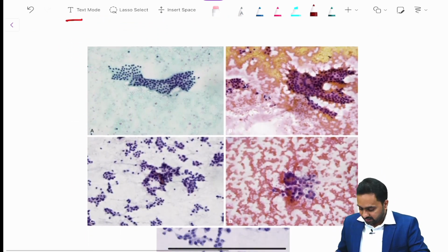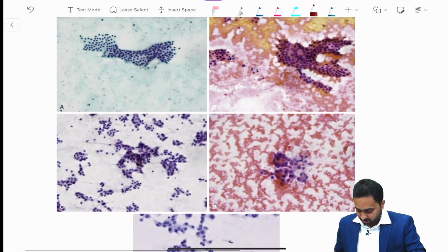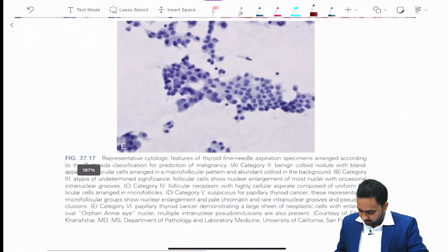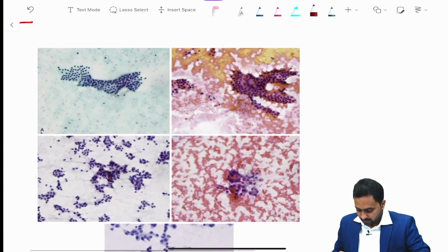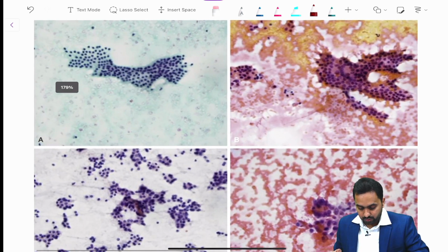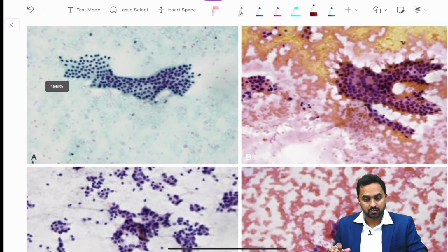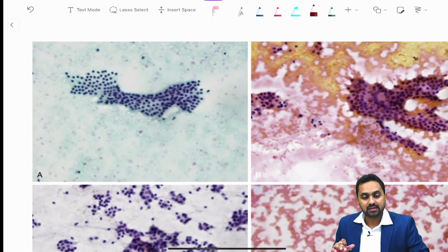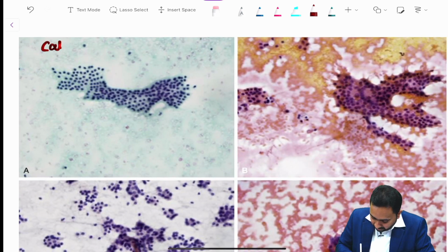And we have these images over here for you guys. So, this is your image A, like as you see over here. So, these are benign colloid nodules with bland appearing follicular cells, as you see in presence of an abundant colloid, right. So, this is your category 2.